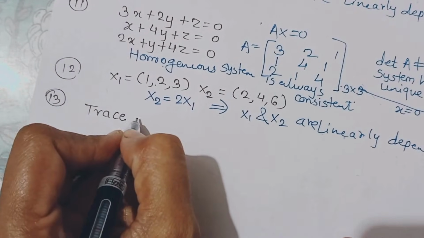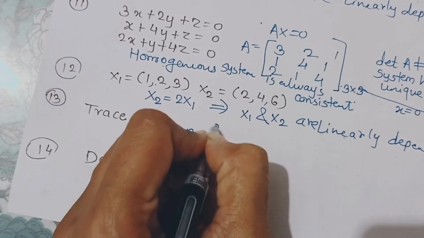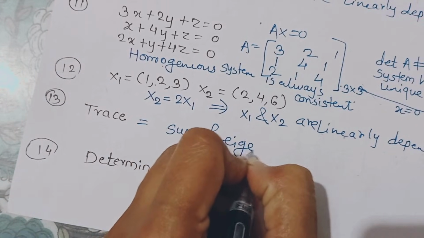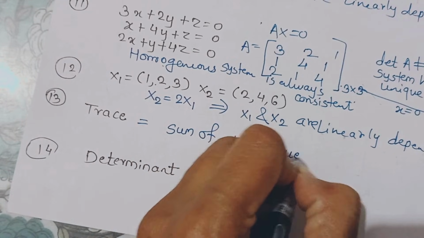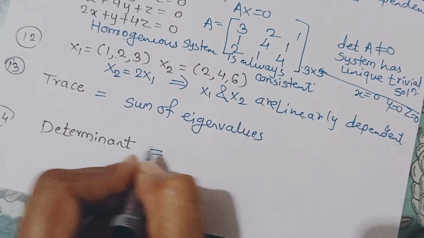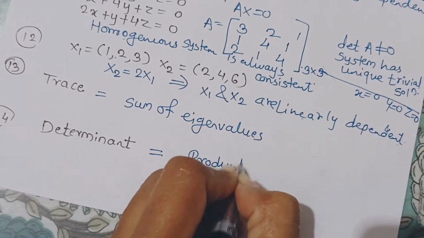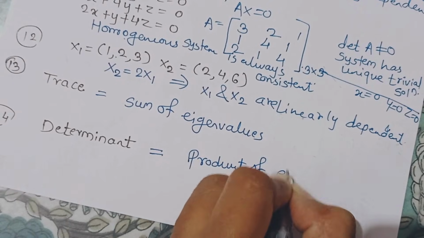Next question is, what is the trace in terms of the eigenvalues of a matrix? So the trace of matrix A is nothing but the sum of the eigenvalues. What is the determinant of A? So the determinant of A in terms of eigenvalues is the product of all eigenvalues.